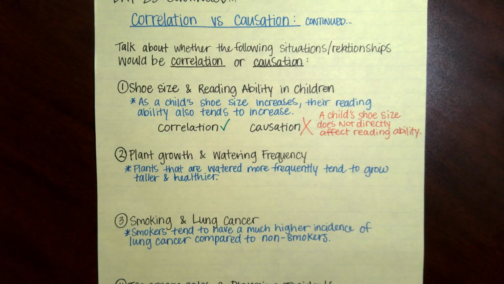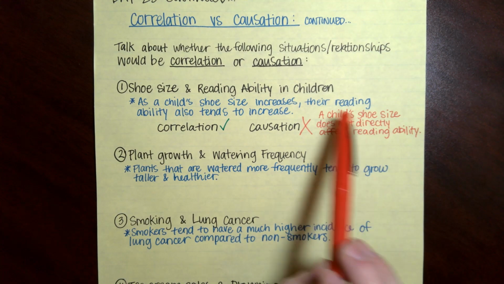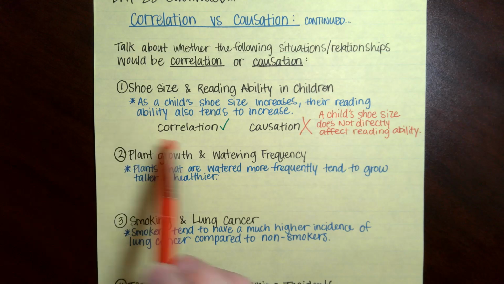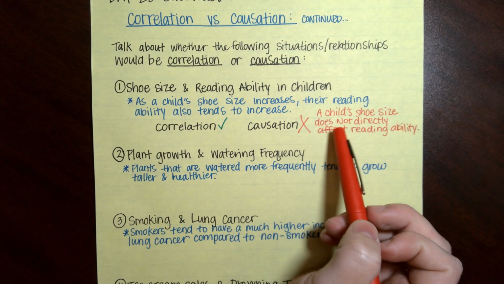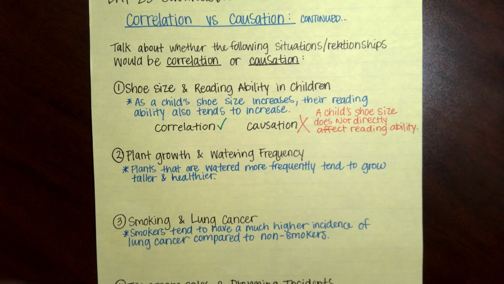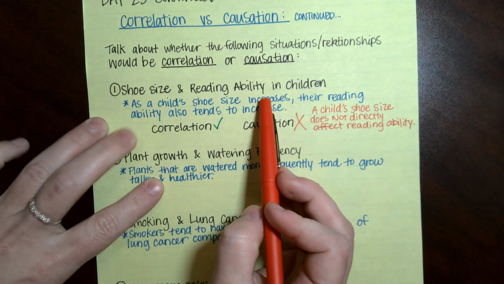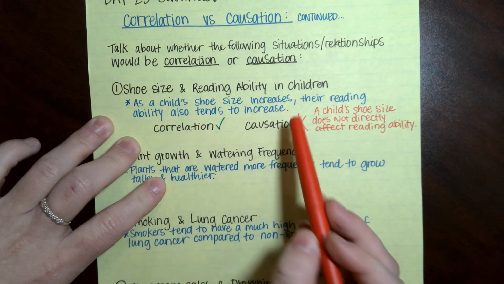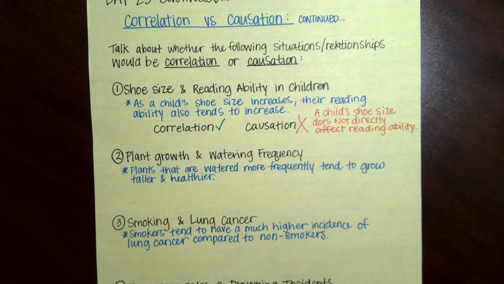Another way that we can determine whether there's causation or not is if we say, okay, we know shoe size increases, their reading ability also increases. If I were to decrease their shoe size, if that were possible, is that going to decrease their reading ability? No, it's not, because their shoes have nothing to do with their reading ability.